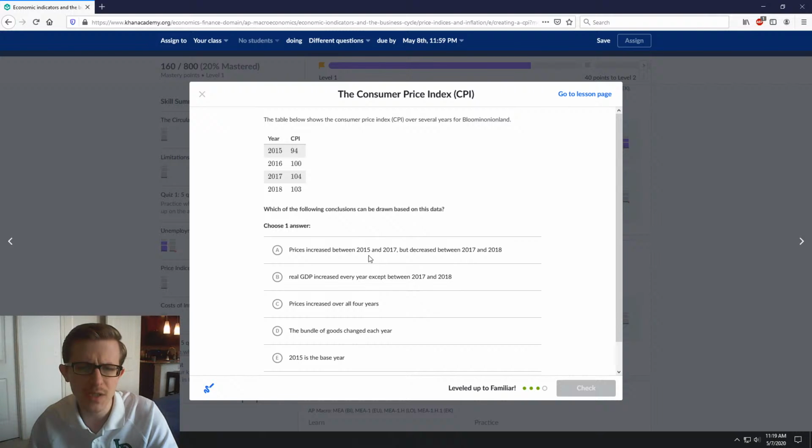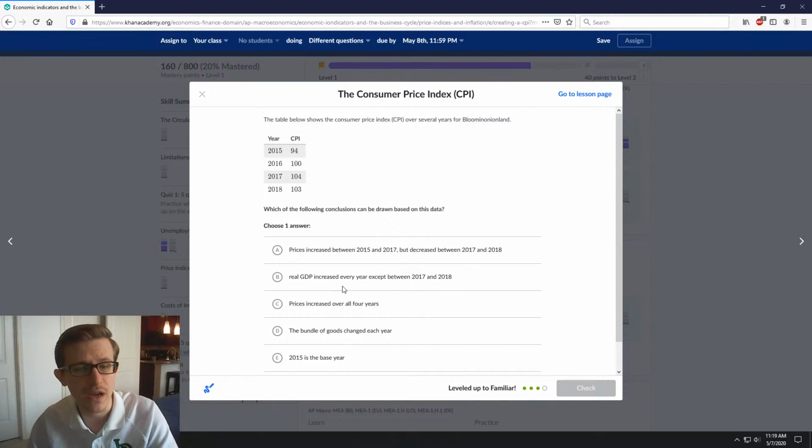Prices increased between 2015 and 2017, but decreased between 2017 and 2018. So between 2015 and 2017, it went from 94 to 104 as the price index, with 2016 as the base year. So that is true. But decreased between 2017 and 2018. The CPI does go down, so that's looking like it could be the right answer.